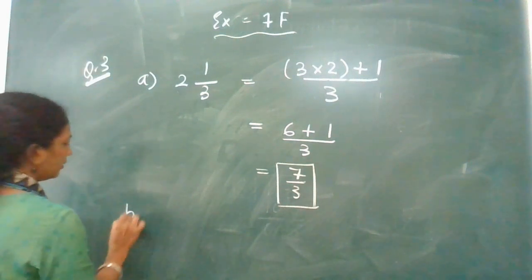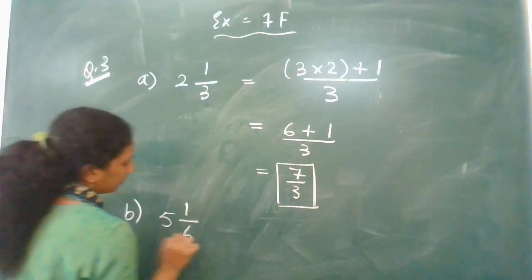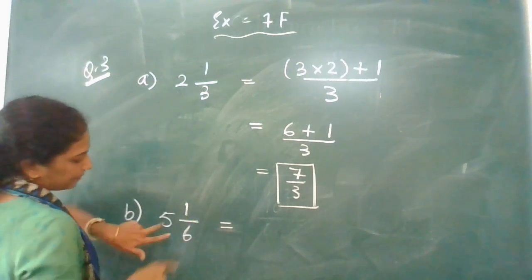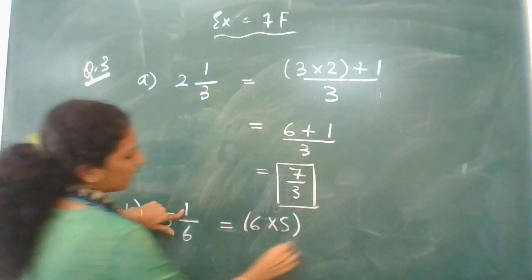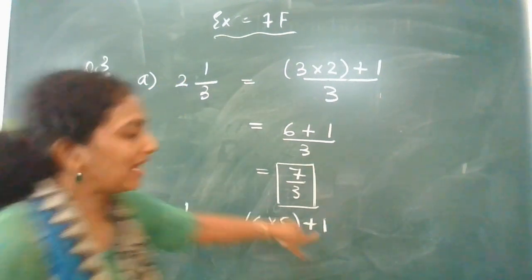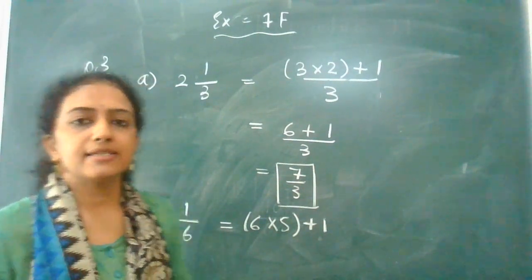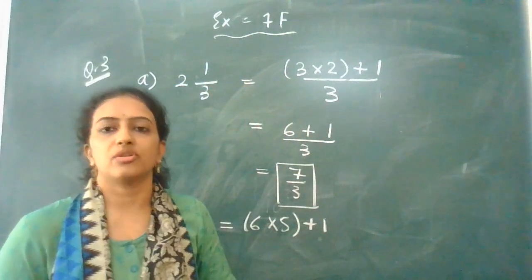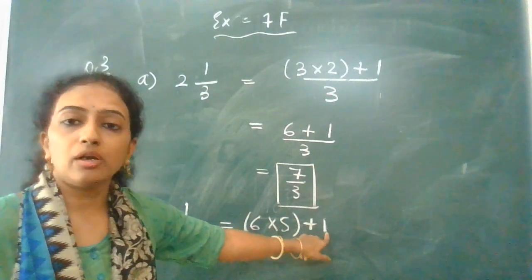Now I'll be doing B here, that is 5 whole 1 upon 6. So we'll be multiplying 6 and 5, 6 multiplied by 5, and we'll add 1 into it. See, here also the numerator is 1, so we are adding 1. It is not that every time you have to add 1. It depends on what you have as a numerator. Suppose your C is having 2 upon 3, your numerator is 2, so you have to add 2. So this number is your numerator.